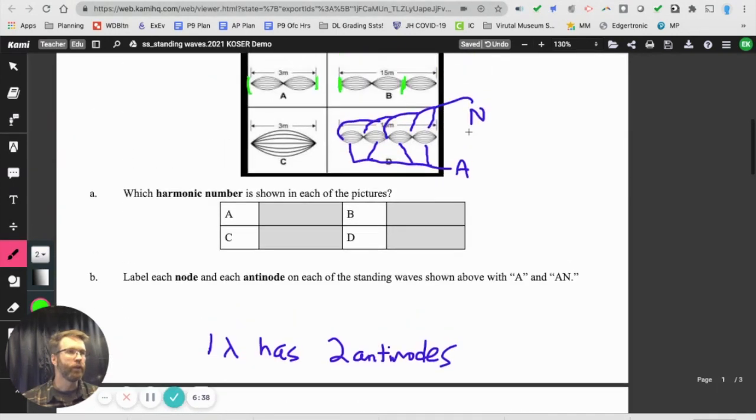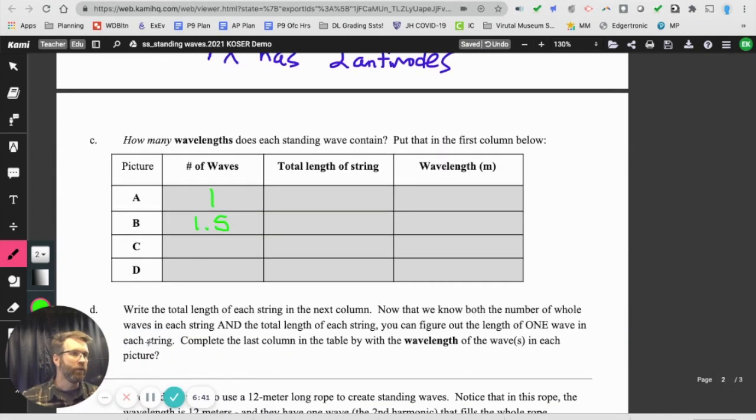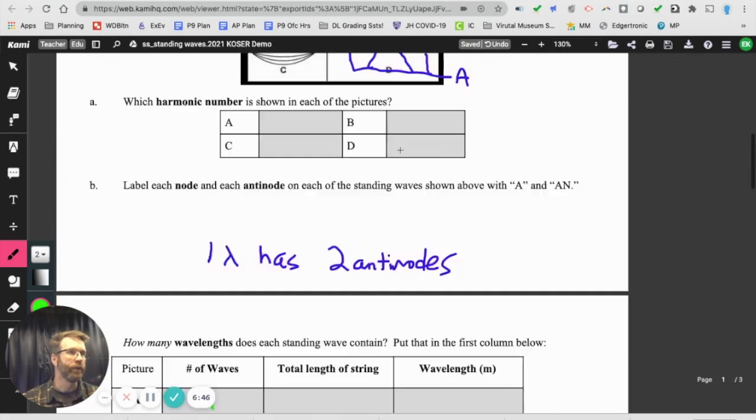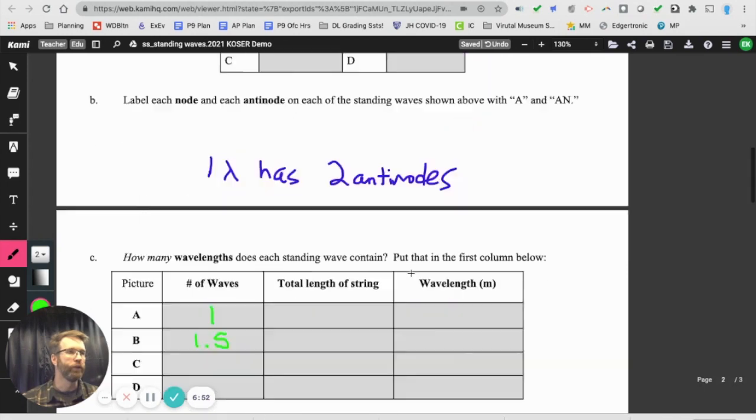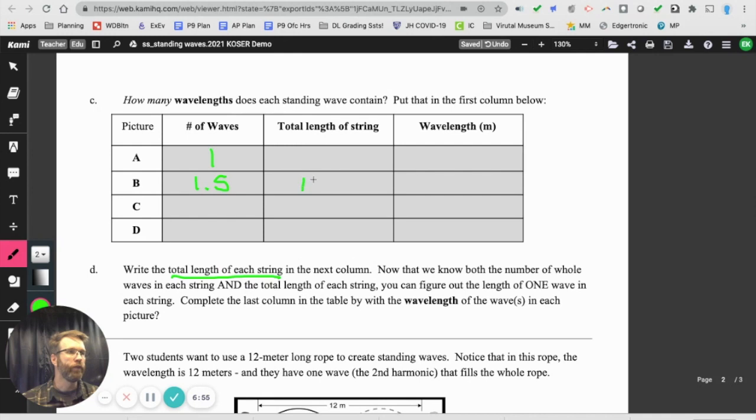Now, the length of the string, of course, just comes right from the picture, right? Write the total length of each string in the next column. So we just look at the pictures and we can tell that. For example, picture B, the total length says 15 meters. So for picture B, I'm going to write 15 meters here. Now, how can we find the wavelength? Well, you can figure out the length of one wave in each string. If we know the length of the string being 15 meters is equal to 1 1/2 waves, well, I think we can figure it out, yeah? So let me write that over here.